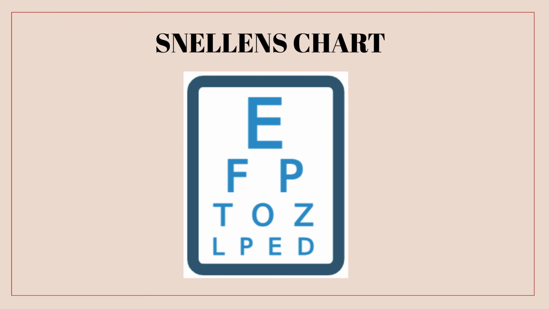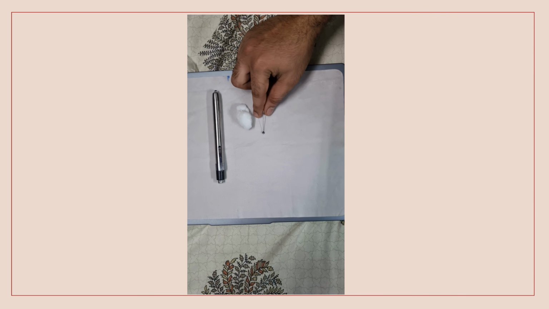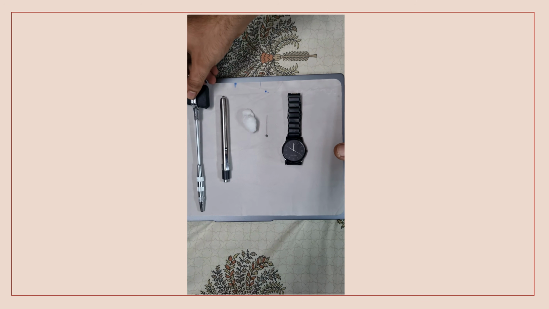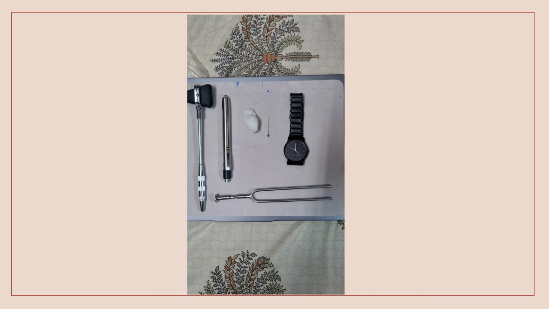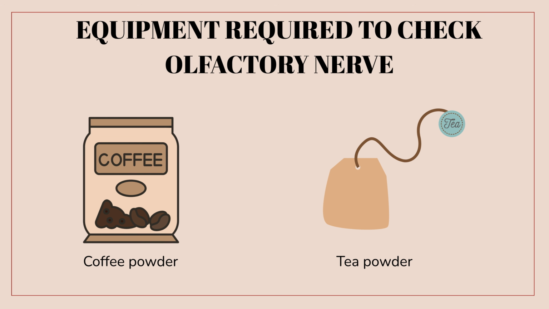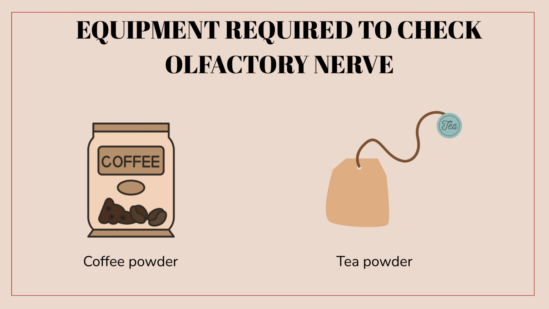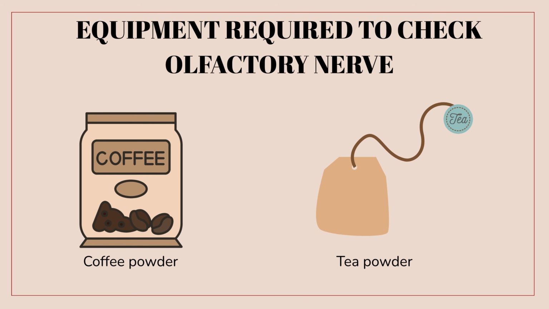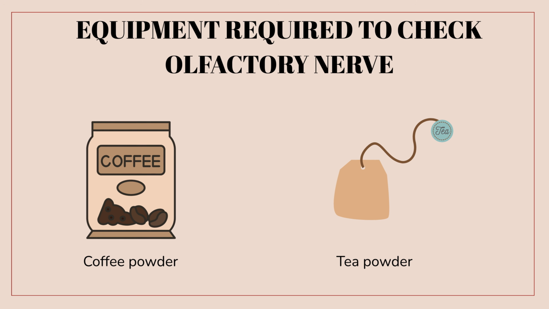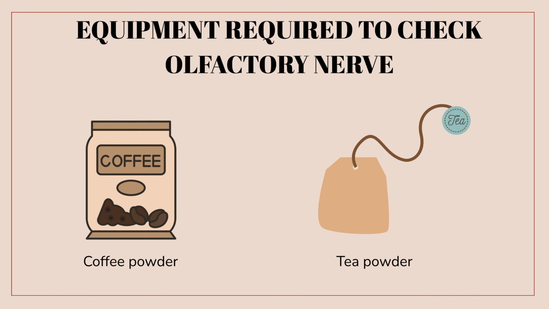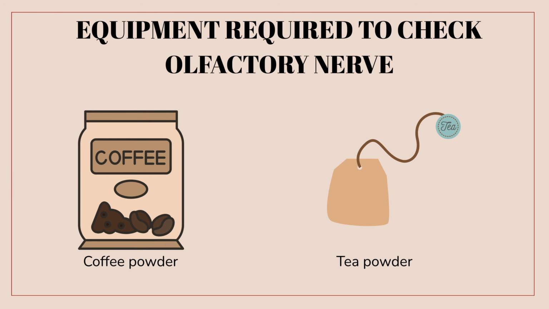A visual acuity chart such as Snellen's chart, a pen torch, a cotton wisp, a pin, a watch or a paper, a reflex hammer, a tuning fork, and when assessing the olfactory nerve, familiar, non-irritant substances can be used to test smell. The exact equipment required will depend on which cranial nerves you are assessing and the clinical setting. So with everything ready, let's begin with the examination.